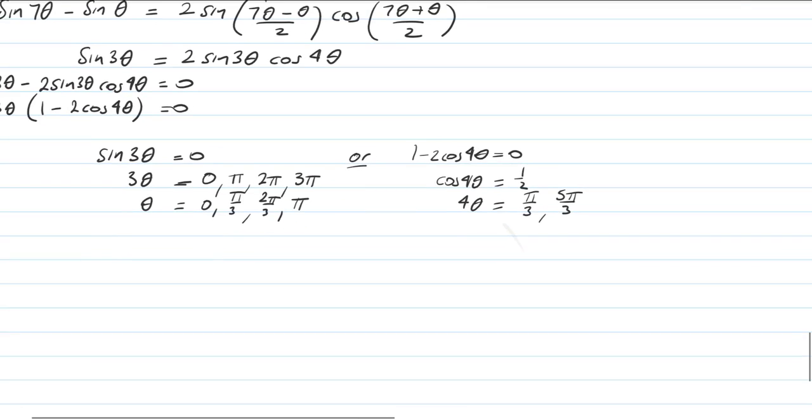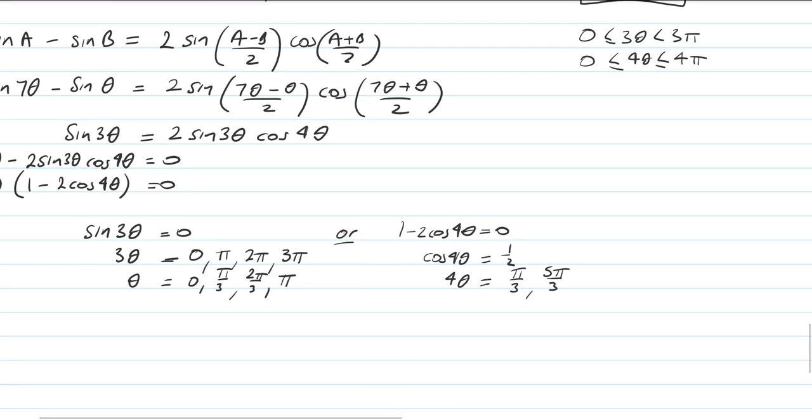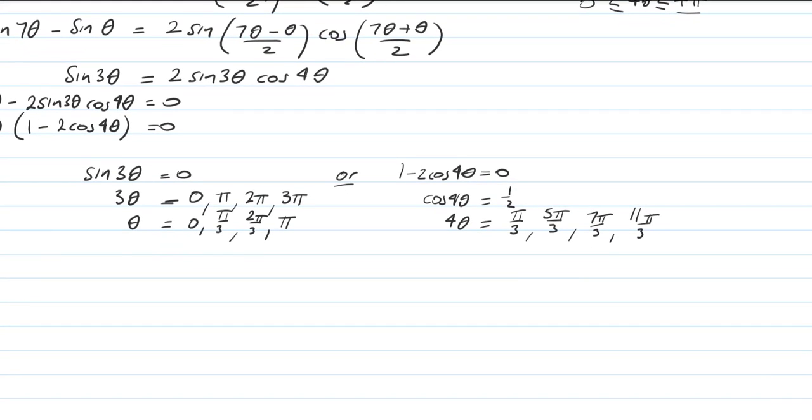That works for cos, but of course we've got to keep on going all the way up to 4 pi. So we're adding 2 pi on as we go, so we get 7 pi on 3, and then we also get 11 pi on 3, and the next one's 13 pi on 3, but that's outside the 4 pi range. Divide everything by 4, and we get theta is equal to pi on 12, 5 pi on 12, 7 pi on 12, and 11 pi on 12.